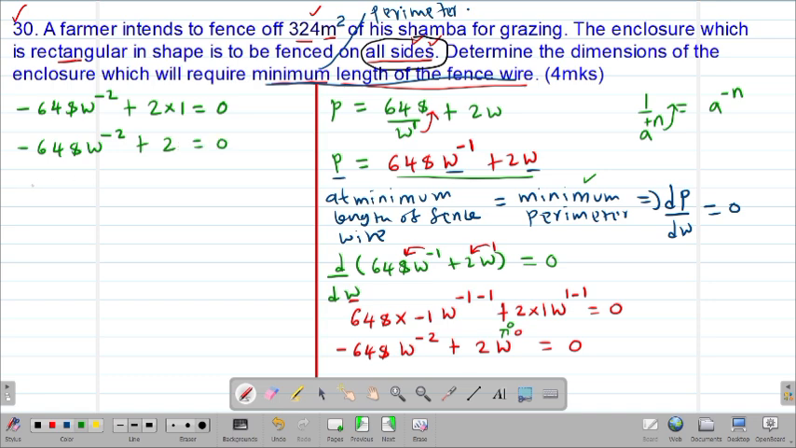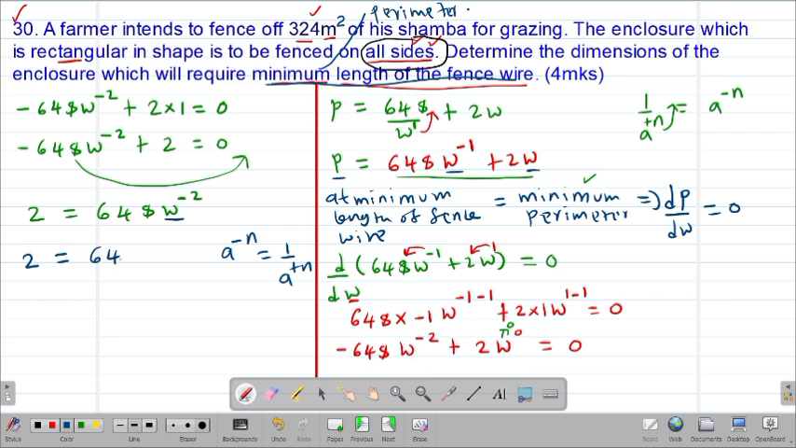So clearly I can take this one to the right-hand side, so that 2 will be equal to a positive 648 w to the power of -2. From the laws of indices, whenever I have a power -n, this is the same as saying 1 over a power positive n. So that means I can take this one to the denominator. So I'll have 2 being equal to 648 divided by w to the power of 2.